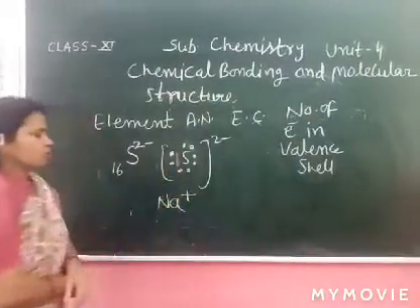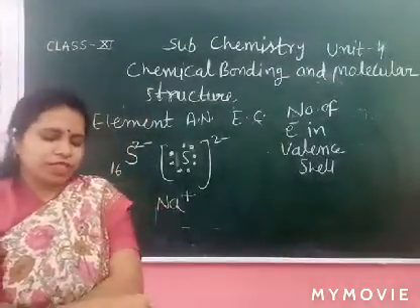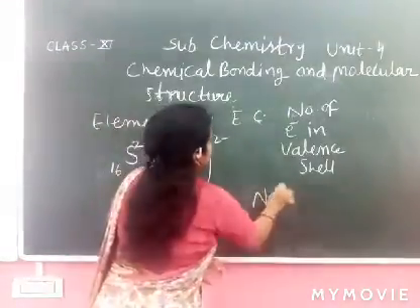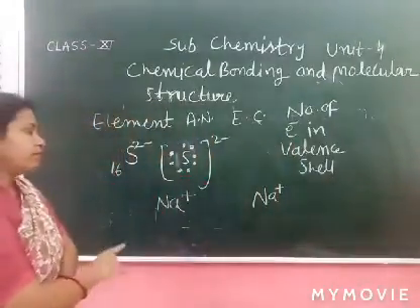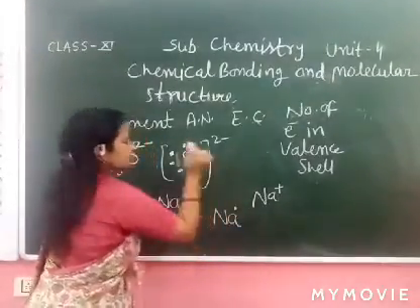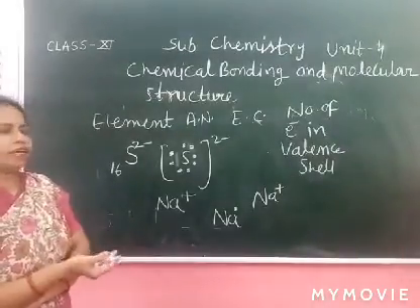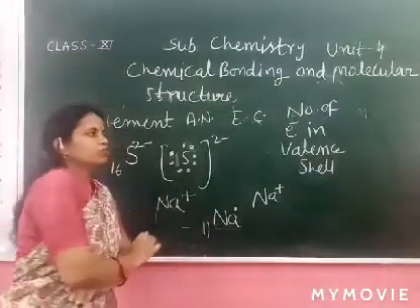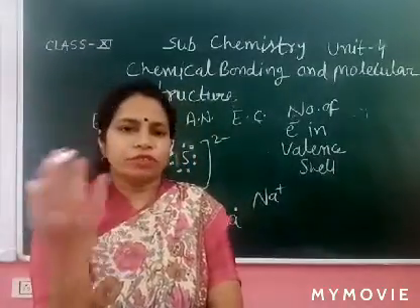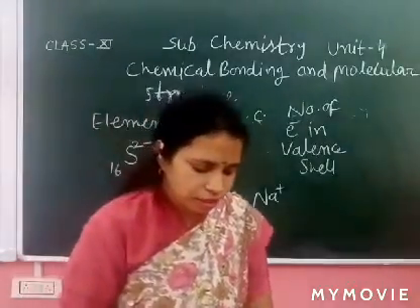So the next example, sodium, Na plus. What is the symbol of sodium? Na. Only 1 valence electron: 1s2, 2s2, 2p6 and 3s1. Atomic number is 11. So you have to calculate the valence electrons: if there is a positive charge, remove electrons; if there is a negative charge, add electrons. Clear?